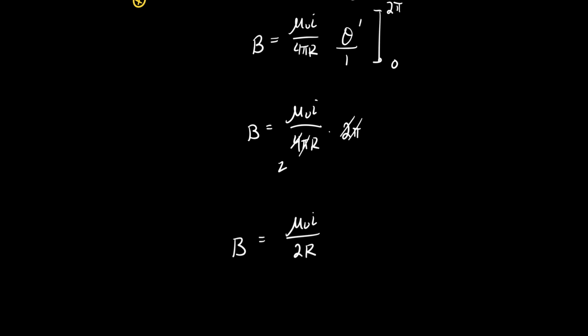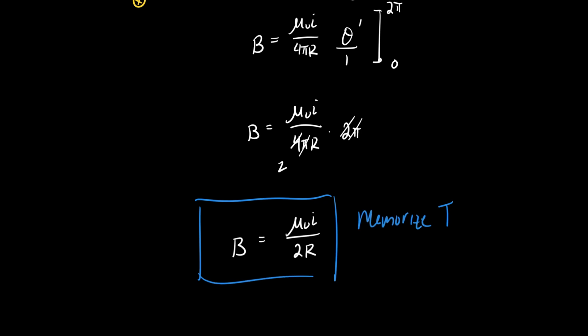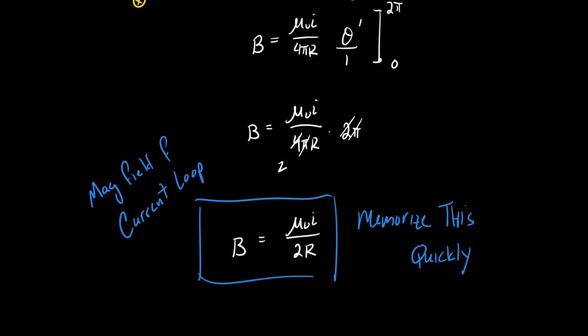Well, that doesn't work, does it? So I will just draw the box, I guess. Got it? Magnetic field from a current loop.